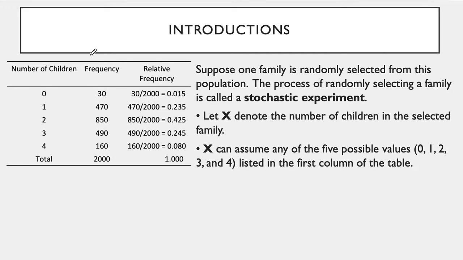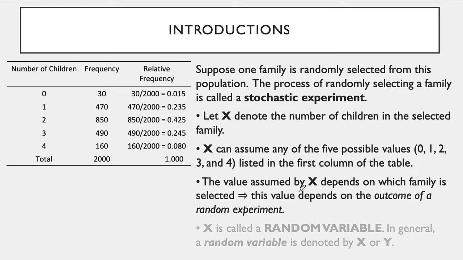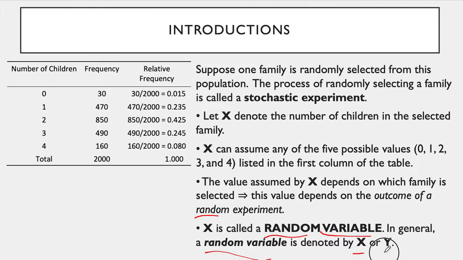The value assumed by X depends on which family is selected. So this value depends on the outcome of this random or stochastic experiment. Hence, this X is what we call a random variable, because it's taken from one random experiment. In general, a random variable is denoted by a big X or big Y.